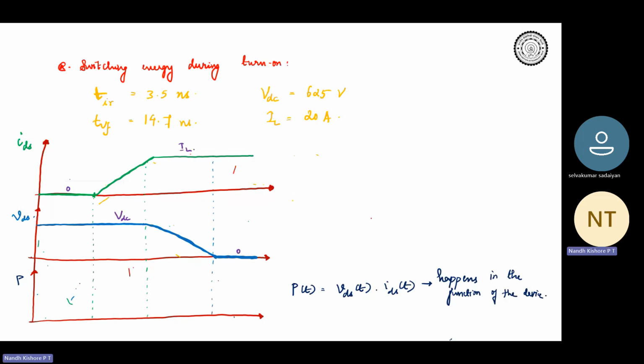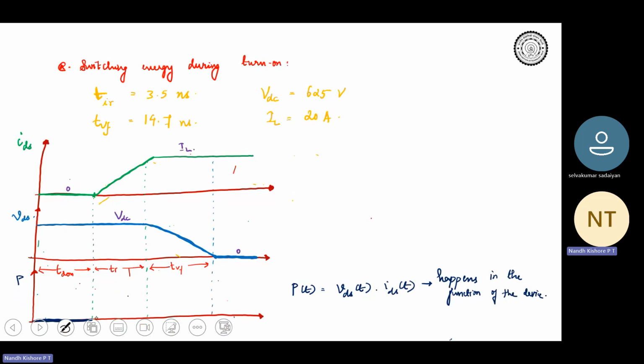Okay. So initially, it is 0 into VDC, so it is 0 during the delay time, right? So remember that this is your TD on, this is current rise time, and this is voltage fall time, right? So it is initially 0, and then during this VDS is constant, IDS is increasing.